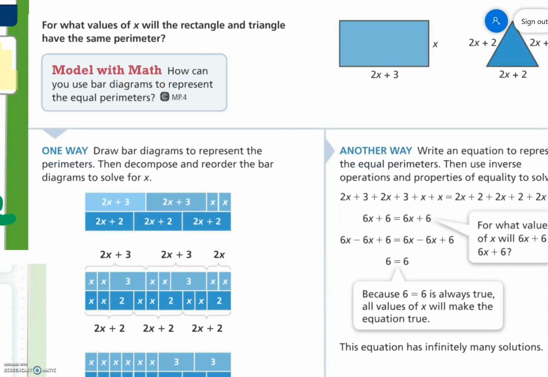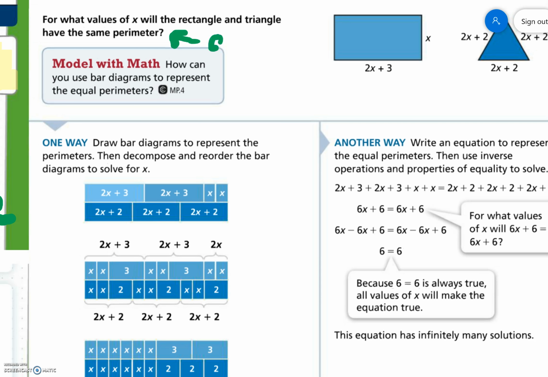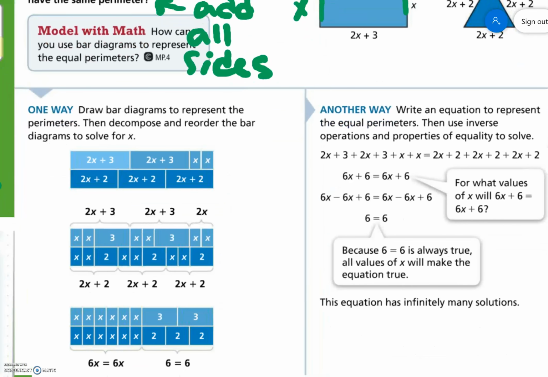Example 1. For what values of x will the rectangle and triangle have the same perimeter? Remember, perimeter means to add up all the sides. So if this side is x, this side is also x. If this side is 2x plus 3, so is the other. So we want to figure out when will they have the same perimeter. So we have to find their perimeters first. That's what they did here.